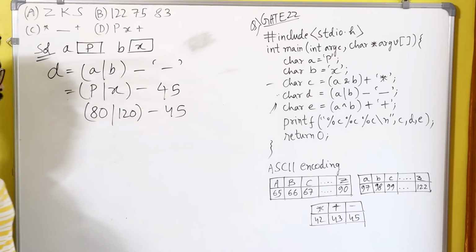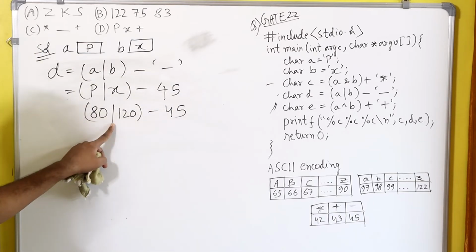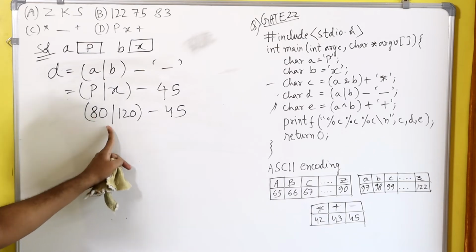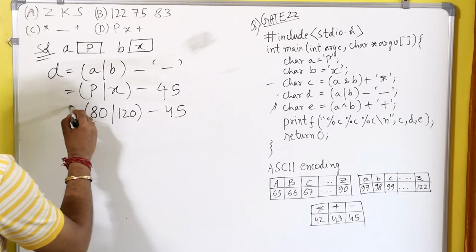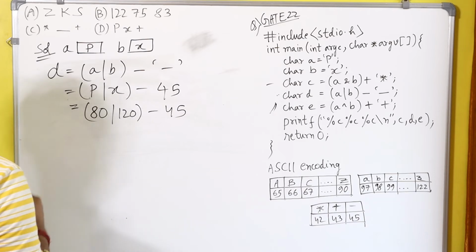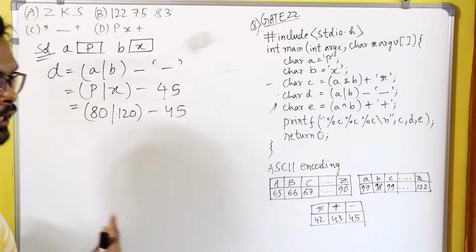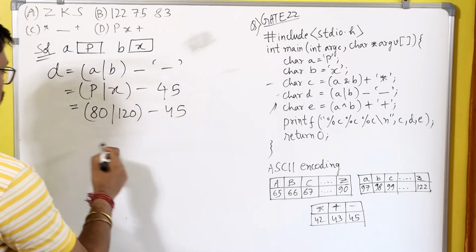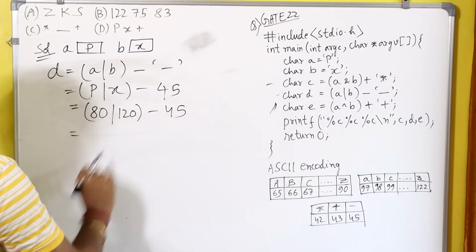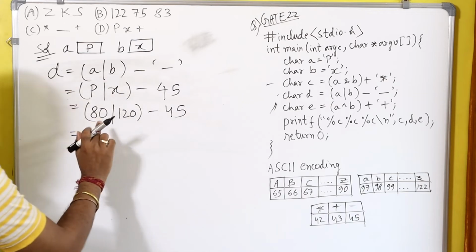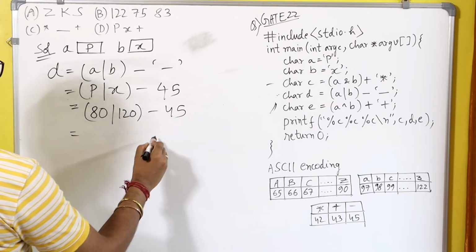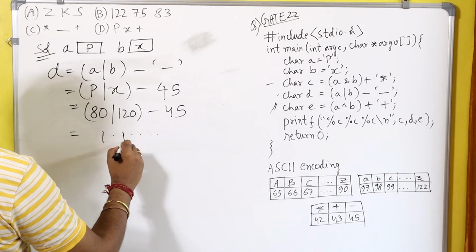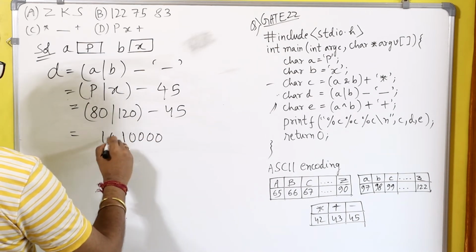Now 45. So just apply logical OR between 80 and 120. Just be careful, this is not divide. Okay, this is logical OR. Fine. Here I am not explaining how logical OR and logical AND work. I hope you know this. Here I am just trying to solve the question. So just write down the binary value of 80. 1, 2, 4, 8, 16, 32, 64. So this is the binary value of 80.